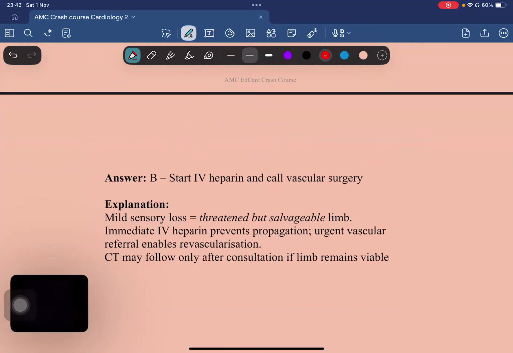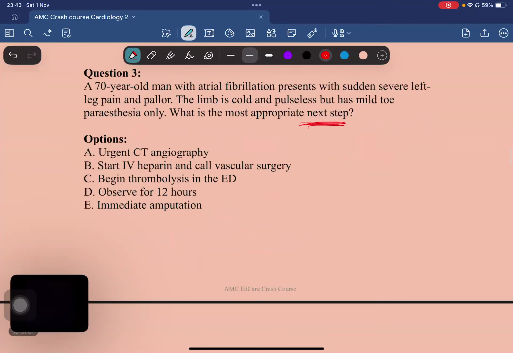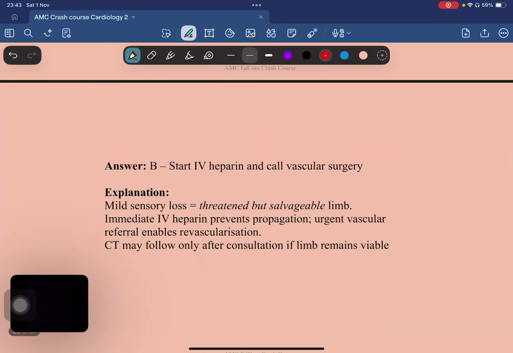Start IV heparin and call for vascular surgery, because the stem says mild sensory loss. Because it says mild paresthesia only, it means it's threatened, but we could do something about it. So immediate IV heparin prevents propagation. We spoke about this earlier. So absolutely the answer should be B. And then we should go for urgent vascular referral, which enables revascularization.